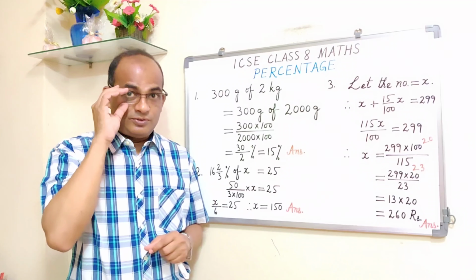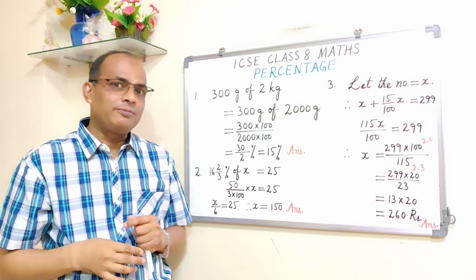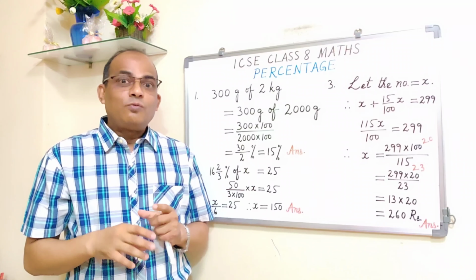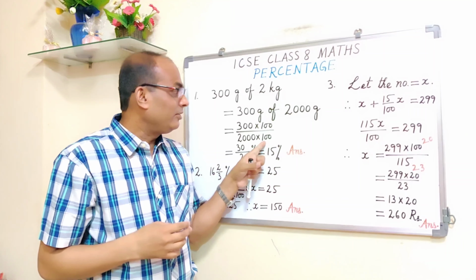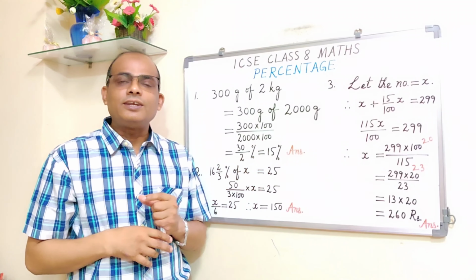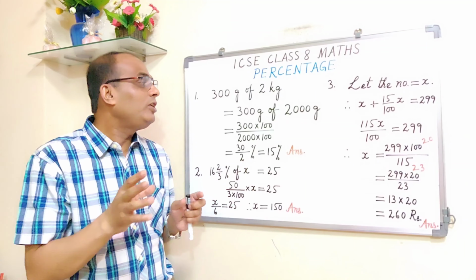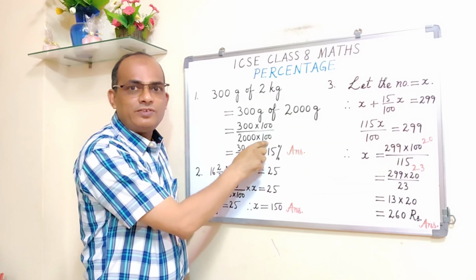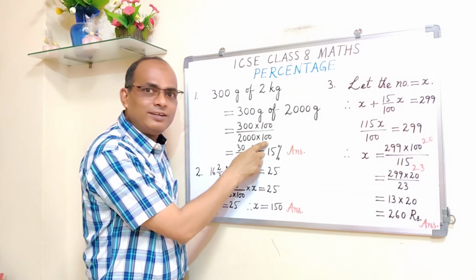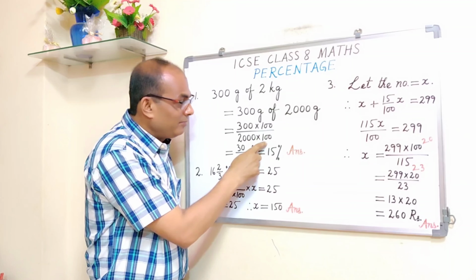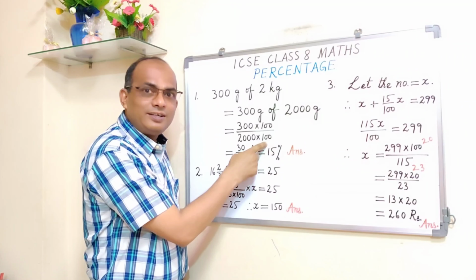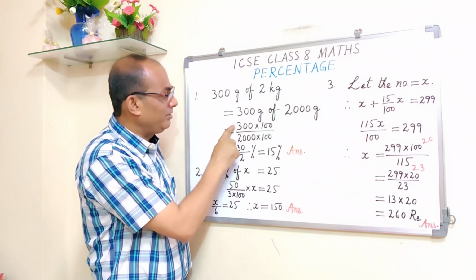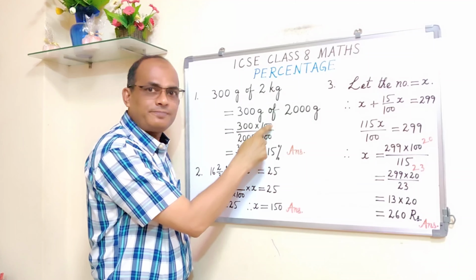Maybe some students might be thinking, why are we multiplying by 100? Why not by 50? Why not by 20? That's a valid question. The answer is we want 100 here, out of 100. Percent means 100. We want 100 here, but we cannot multiply only the denominator by 100. That's why at the same time we are multiplying the numerator also by 100.